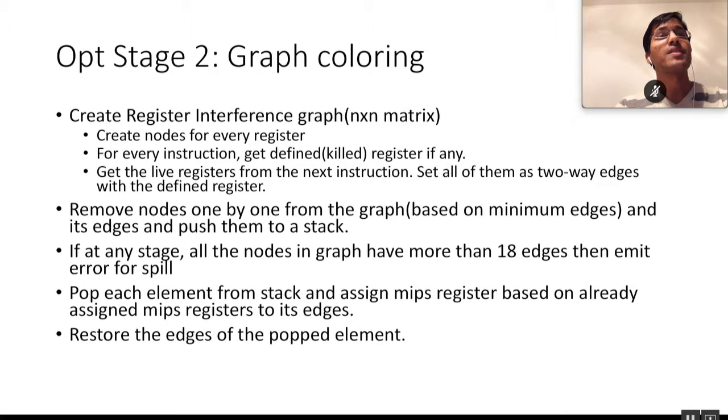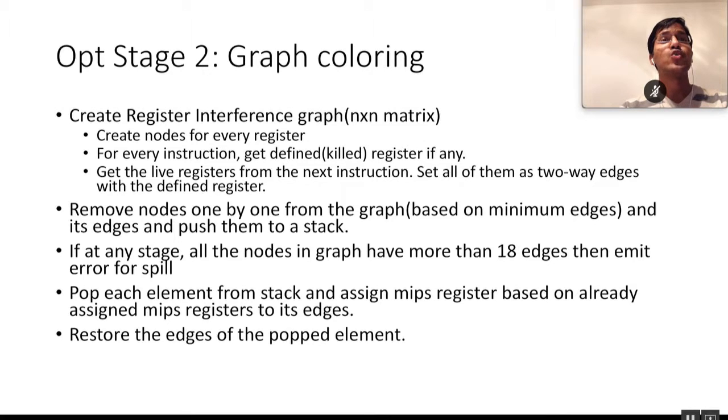Next, I do graph coloring. For this, I build the register interference graph. This is basically an N by N matrix, where N is the number of registers. I iterate through all the instructions, and whenever a register is defined at an instruction, I get the live registers from the next instruction and set a two-way edge between all those live registers and the defined register. After this, I remove nodes one by one from the graph based on the minimum number of edges and push them to a stack.